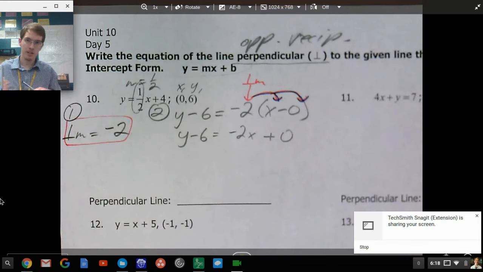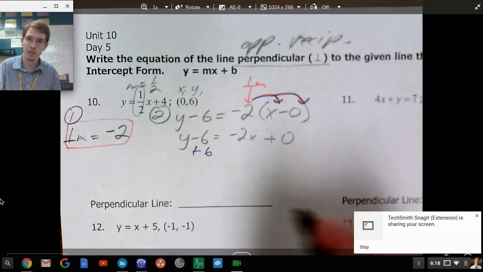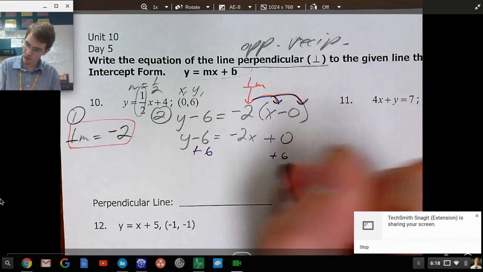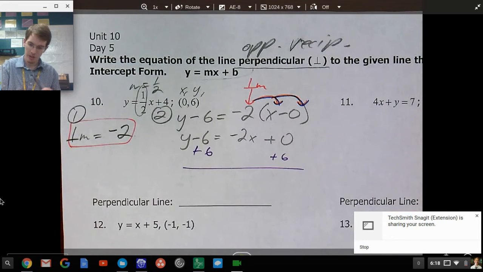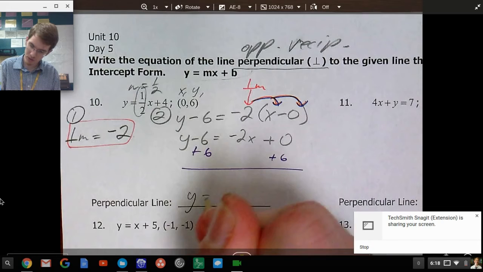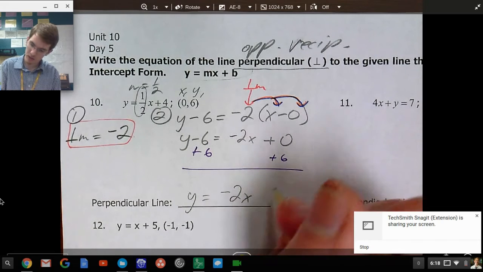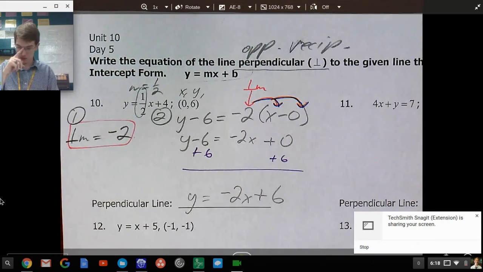Y is not yet by itself, so we'll use the opposite and we'll add 6 to both sides. And so we have our third and final step, negative 2x plus 6. Now this one I am certainly going to graph just to make sure. So I'll clear my calculator. We have negative 2x plus 6, and I'm going to tab to 1/2 x plus 4.